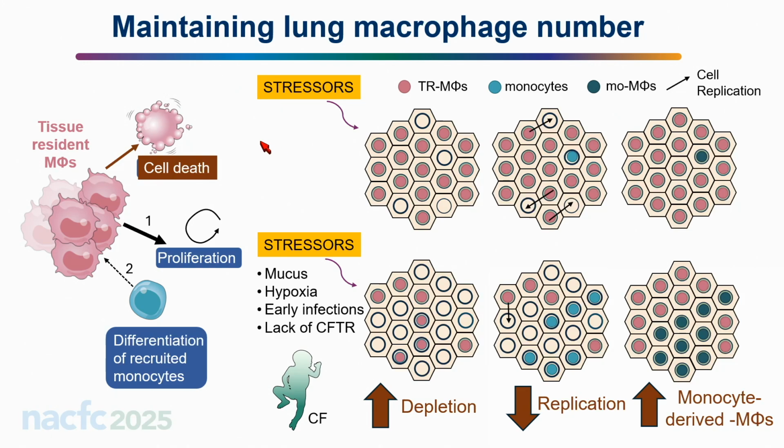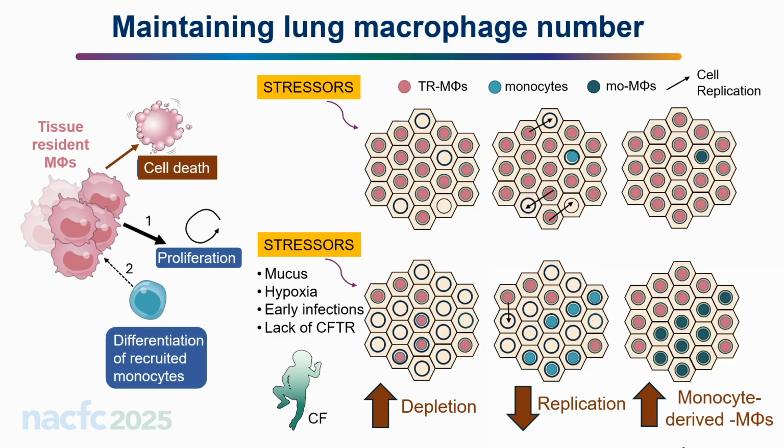So the conclusion here is that in a normal lung, we are exposed to stressors, but we have very resilient cells that are populating our lung. With those stressors, although we lose some of them by cell death, they are able to proliferate and repopulate the niche, with a little bit that comes from the monocytes. But in CF, we have early stressors, and these are the mucus flakes, the hypoxia, early infections that are cleared, the lack of CFTR, and all together, those initial stressors may lead to depletion, may lead to less replication, and therefore repopulation of the niche by monocytes.